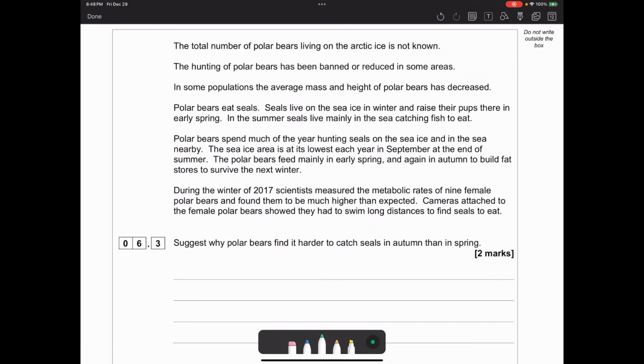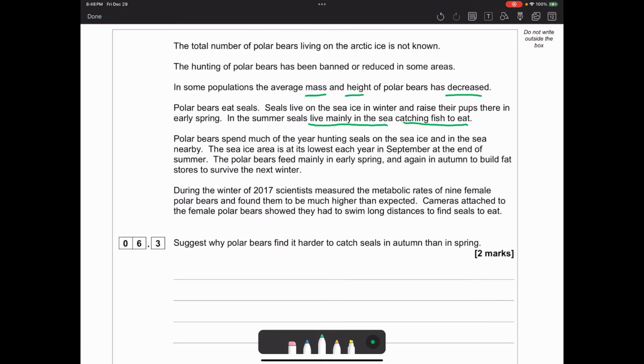The hunting of polar bears has been banned or reduced in some areas. In some populations, the average mass and height of polar bears has decreased. Polar bears eat seals. Seals live on the sea ice in winter and raise their pups there in early spring. In the summer, seals live mainly in the sea, catching fish to eat. Polar bears spend much of the year hunting seals on sea ice and in the sea nearby.